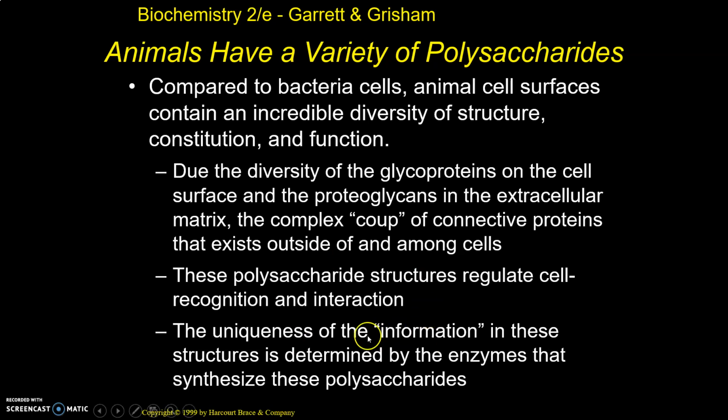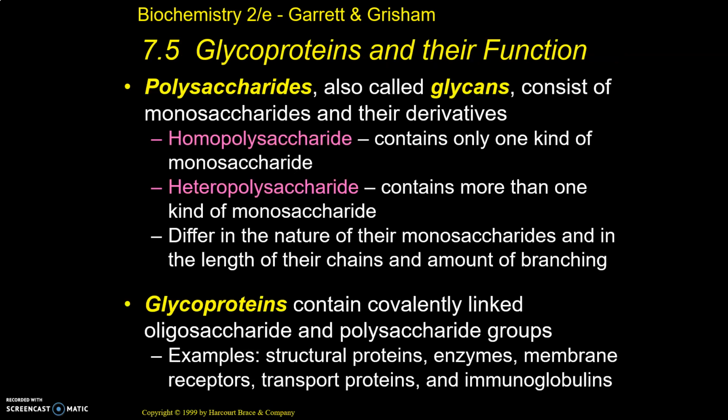And the uniqueness of the information in these structures can be determined by the enzymes that actually synthesize them. So we have enzymes in our body that synthesize these polysaccharide units, and depending upon the enzyme doing the synthesis, the polysaccharide may be more unique or less unique, depending upon its role as well. If you just need it to be storing, then it doesn't really need to have that unique of a structure. But if you want it to actually perform a task, like regulating cell recognition, then it needs to be more unique. Okay, so next up we have glycoproteins and their function.